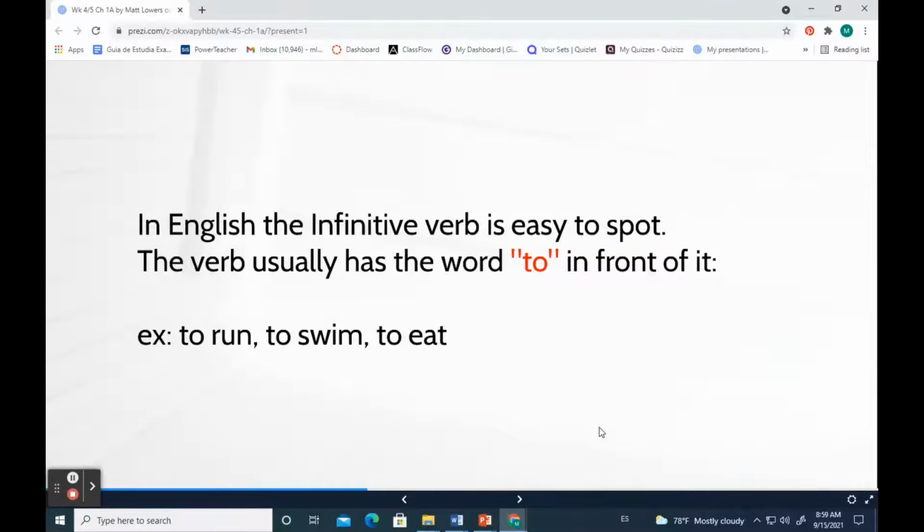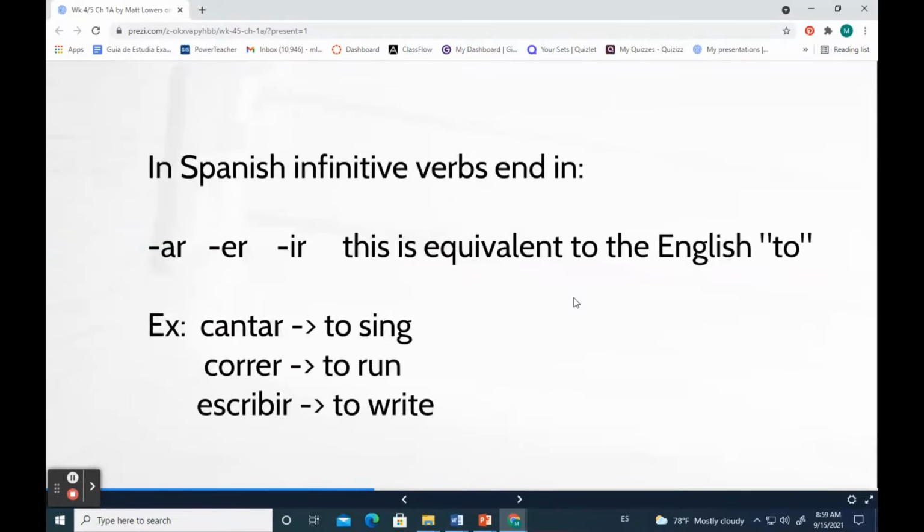So, going back to English for a minute, infinitives in English are pretty easy to spot as well. If you've seen this pattern, we've got this to that we use out in front, right? To run, to swim, to eat. This is kind of what makes our infinitive or our base form in English. So we replace that subject, I, you, he, or she, with just the to, right? What does that look like in Spanish?